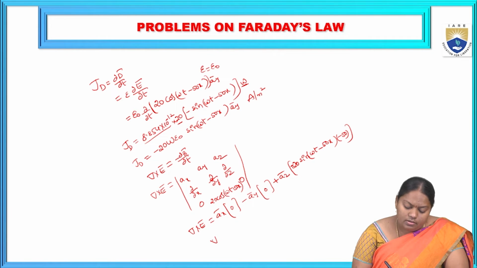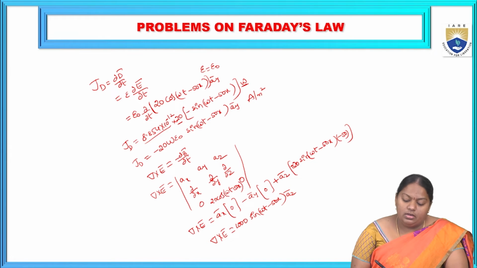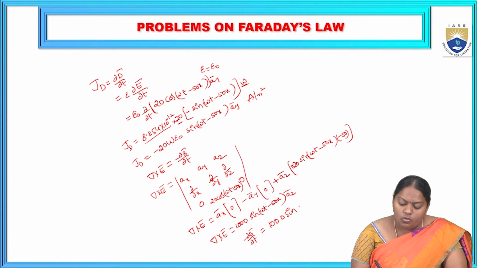Okay, so del cross E bar equal to, these two become 0, and here the minus 20 is there, and from the differentiation we again get minus 50, then 20 into 50 becomes 1000 into sine(omega t minus 50x) into a_z. This is the value of del cross E bar to be obtained. Now, this is equal to minus dou B bar by dou t, equal to 1000 into sine(omega t minus 50x).